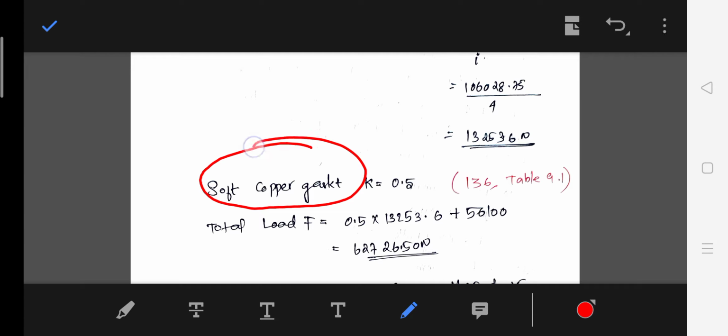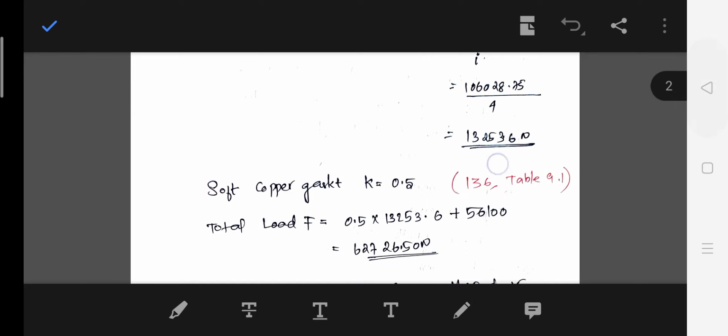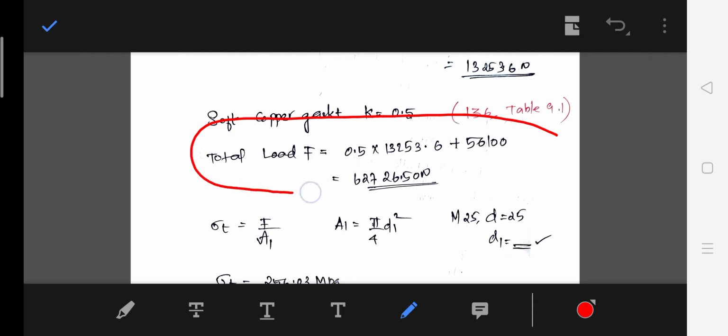Now it is asked to assume a suitable gasket. So we are assuming a soft copper gasket. From page number 136, table 9.1, we get the copper gasket value K equal to 0.5. So we get the total load F equal to K into Fa plus Fi. The total load is equal to that.